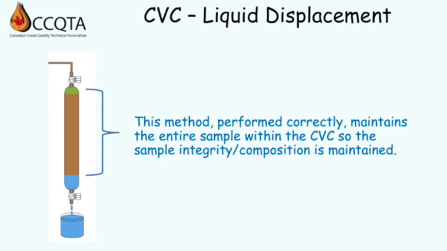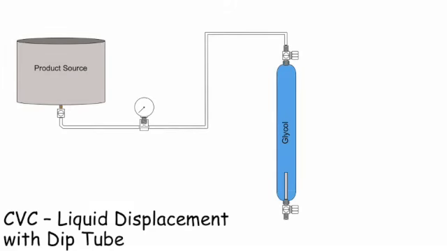This method does maintain the entire sample within the CVC, so the integrity of the sample is maintained. It does, however, require the user pay close attention to the volume of fluid displaced to ensure sample is not lost and that sufficient vapor space is available for thermal expansion. Now let's look at the CVC using liquid displacement with a dip tube. This is an illustration of how a CVC is used with liquid displacement using a dip tube during sampling.